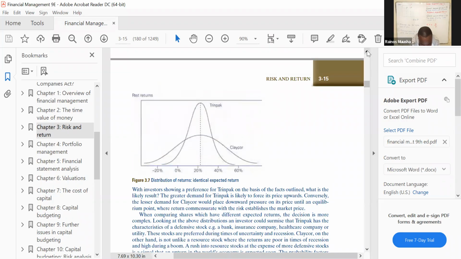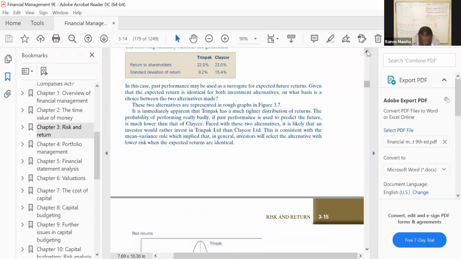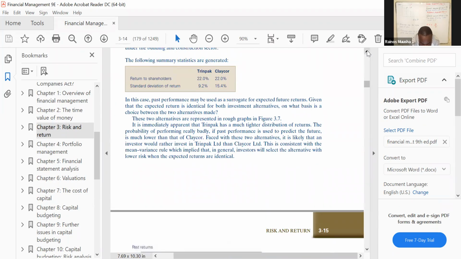So what does that mean? If you're comparing these two investment portfolios, your choice is going to be based on their standard deviation. In this case, you're going to choose Trinpack because it has a lower standard deviation, because they have similar or the same expected returns.